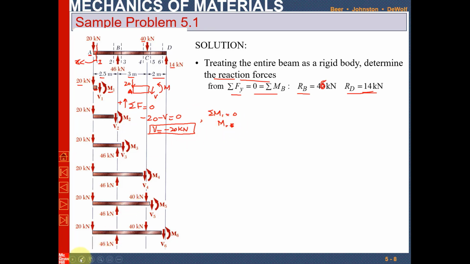let me erase this. This reaction moment must be equal to 0. So the moment at point 1, or section 1, will be equal to 0, because the only reactions are M and M2, and this reaction moment will be equal to this moment. But since the distance is taken as very small, we can say that this moment is 0.